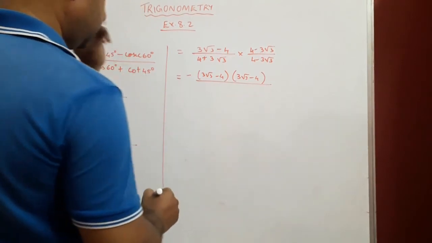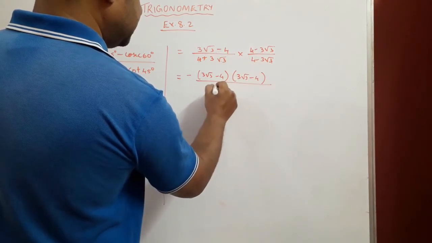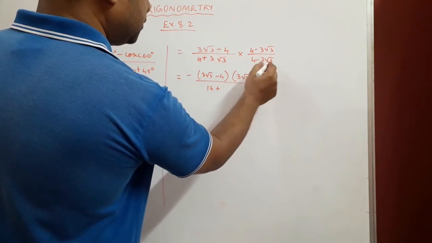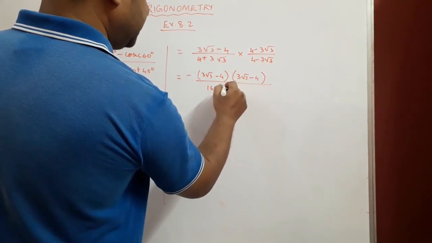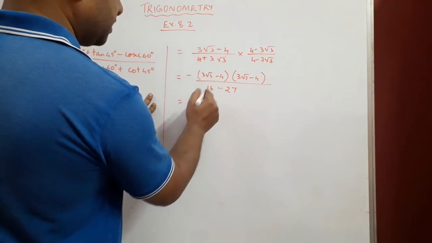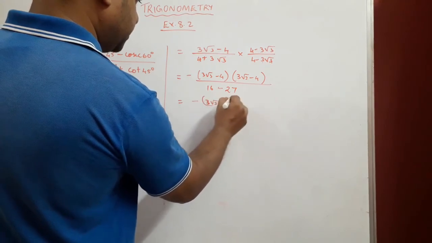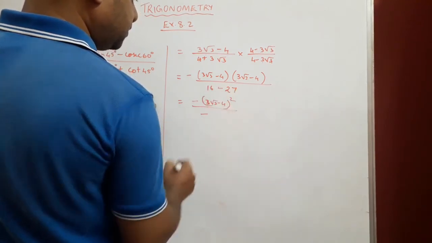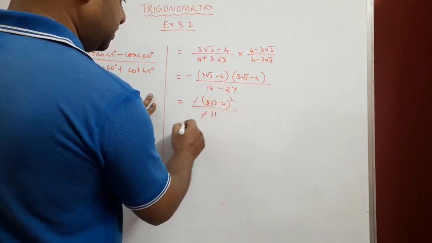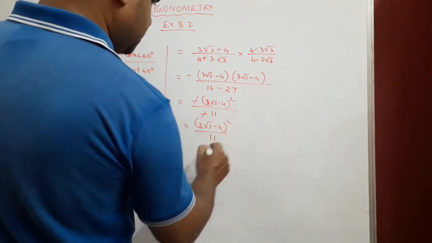Okay, whole thing upon, and here this is (a plus b) into (a minus b), so this will be a square, which is 16, and b square is 3 into 3 is 9, and 3 root 3 into root 3 is 3. 3 into 9 gives us 27, so minus 27. We've taken minus sign common over here. Now this we can write as (3 root 3 minus 4) whole square upon 16 minus 27, which will give us minus 11. Minus and minus cancel, and we'll have a positive (3 root 3 minus 4) whole square upon 11.